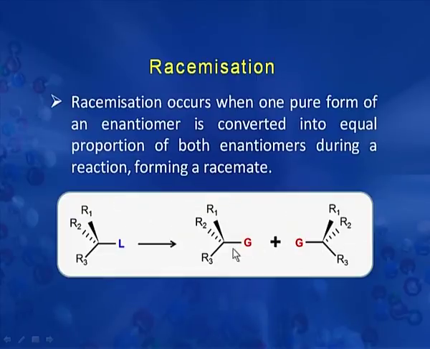One of the isomers may be more and the other may be less. That depends upon the other factors in the reaction. But if both the isomers are formed, we call such a process racemization. And generally this type of observation we find in SN1 type of reactions.